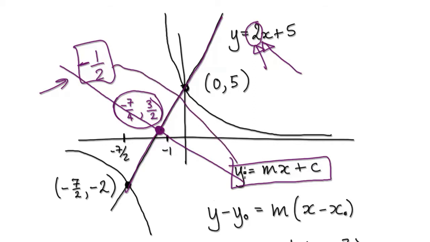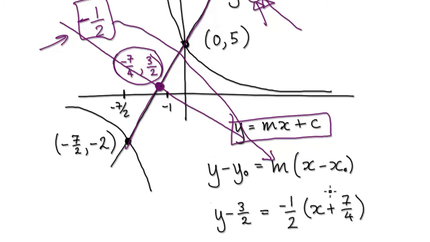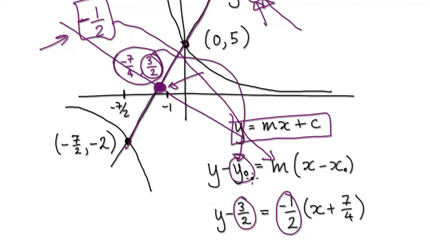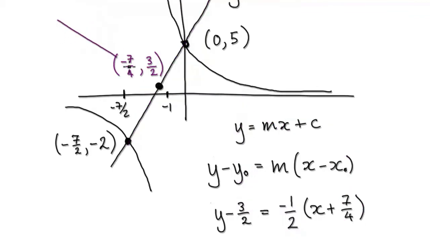So the gradient of this line we know is negative 1 over 2. So we can put that into this m here. That will then give us this thing here, and we know that it passes through this point here. So this is our y value here, so we can put it into here. So that will then give us this, and then this is our x value here, so we can put this into here. That will then give us this thing here. So the equation of this line here is given by this.